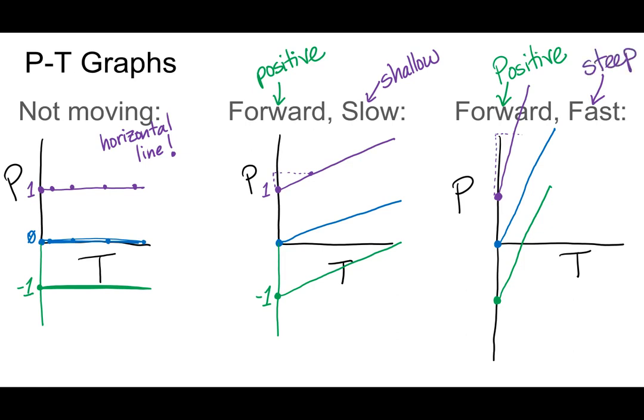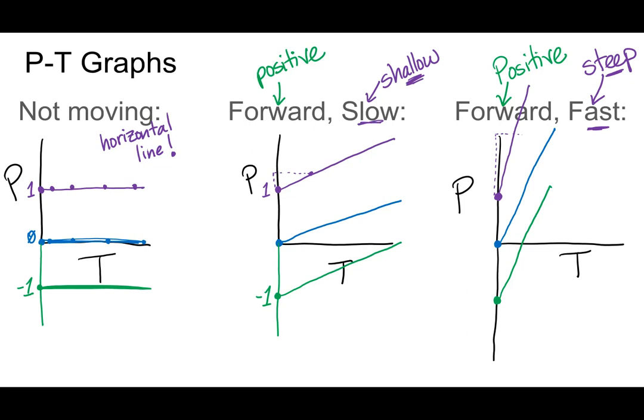And a way to remember that is imagine that this graph is actually like a hill. Which one would a ball roll down faster? It'll roll down faster on a steeper hill. So steep goes with fast, shallow goes with slow. Forward means positive.